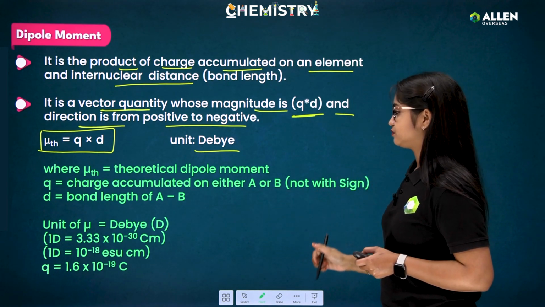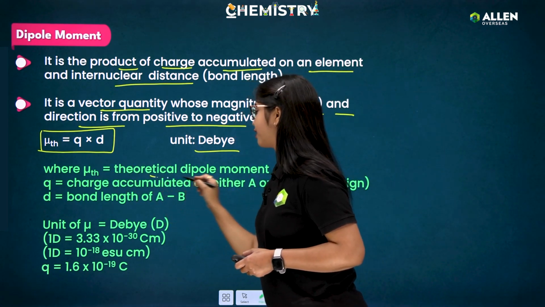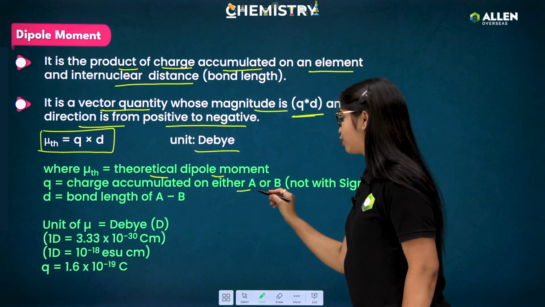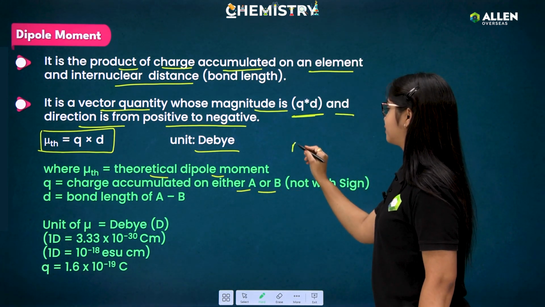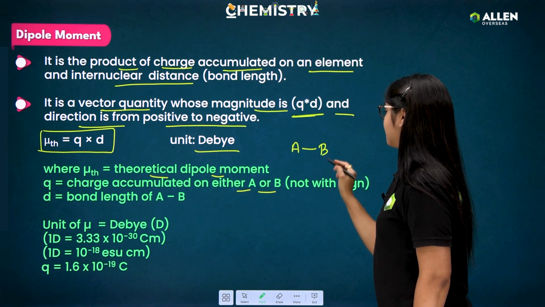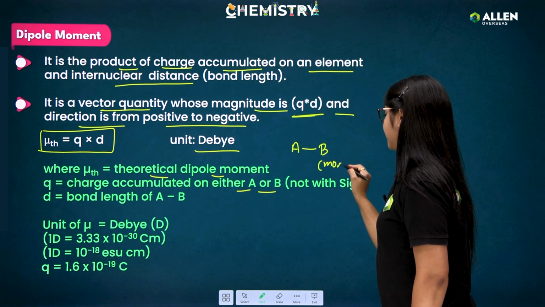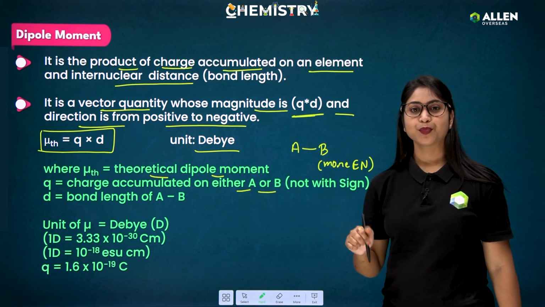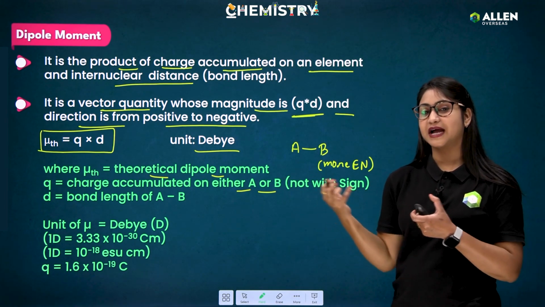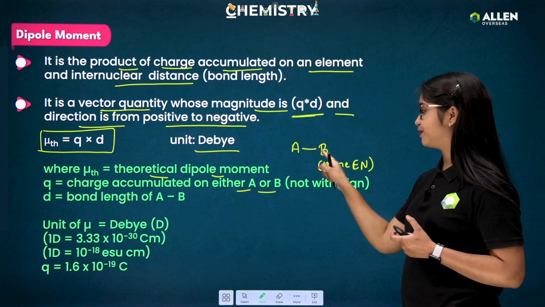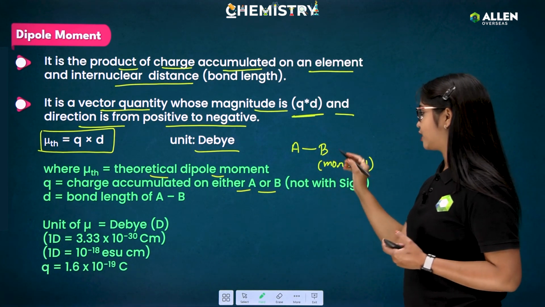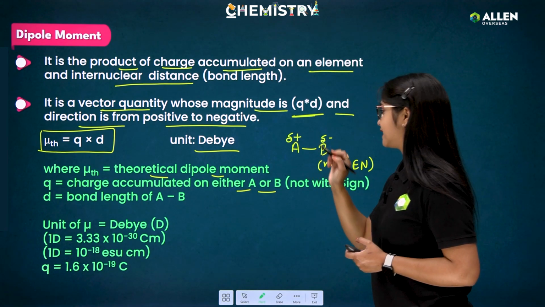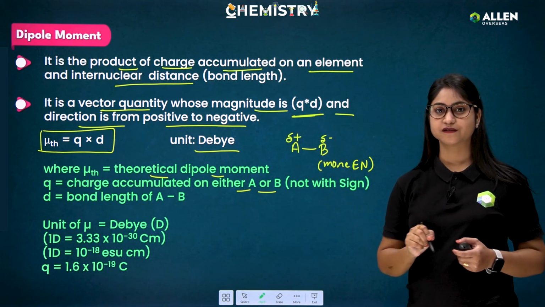Now, μ TH means theoretical dipole moment. Q is the charge accumulated on either A or B. Suppose I have this molecule A–B, where B is more electronegative. We know a more electronegative element attracts the bond pair electrons toward itself. So it will gain a partial negative charge, and consequently the opposite element will gain a partial positive charge.